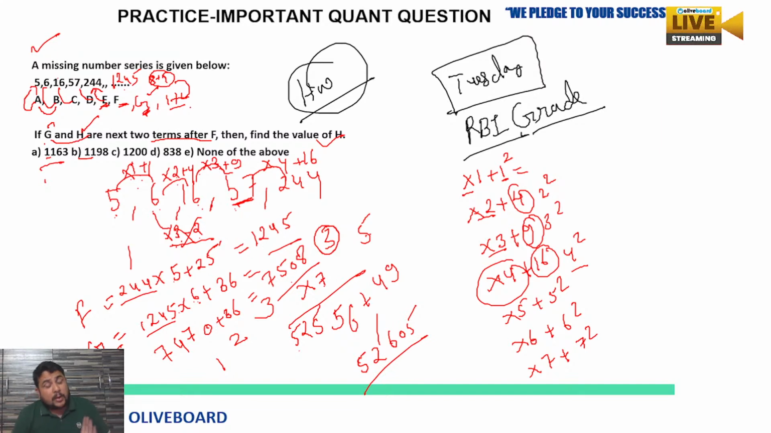I hope you understood the pattern. Be active in the chat box. As I told you all, if you are facing any problem, then do let me know. So our answer is going to be none of these. So here F, G, H. The third term after E, we have to find. So we have to find the value of F, then only we will get G. Then we have to apply the operation on G, so we can get the H.